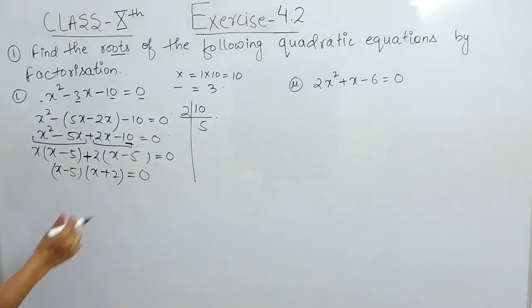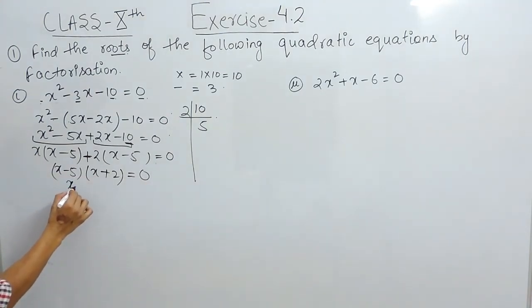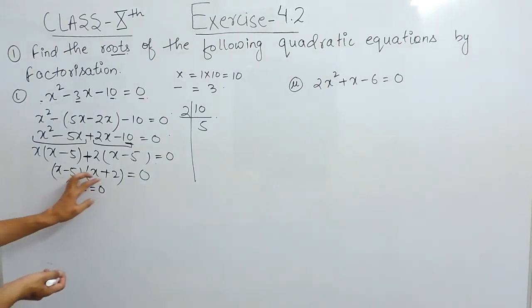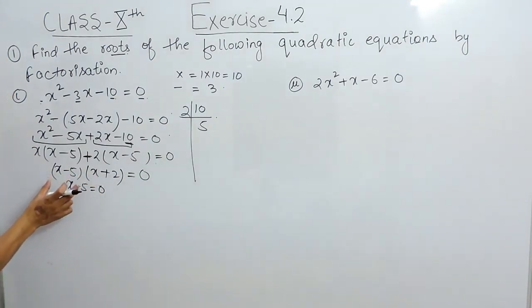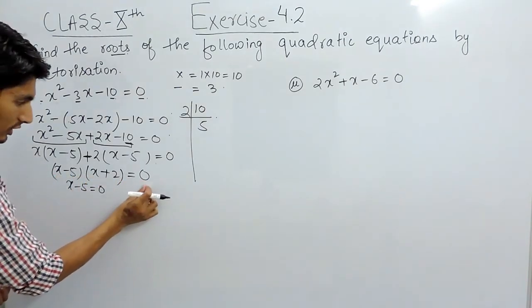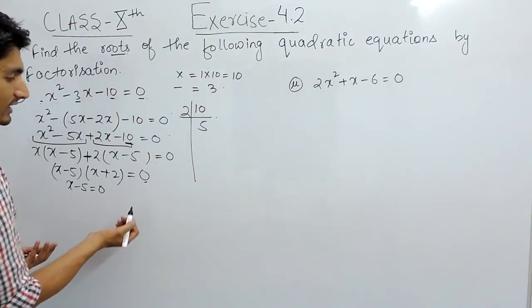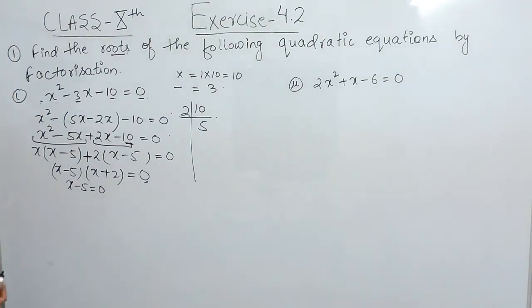Now if two factors multiplied come to 0, then obviously, if the multiplication of two factors is equal to 0, the value of each factor must be equal to 0. Only in that case does the result come out to be 0.